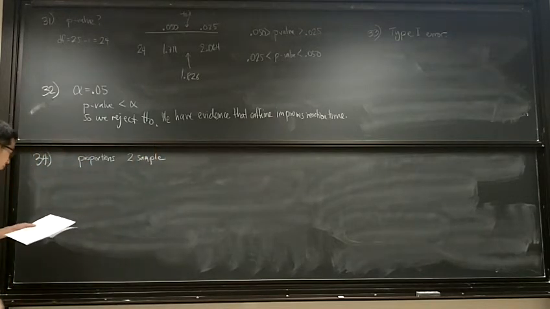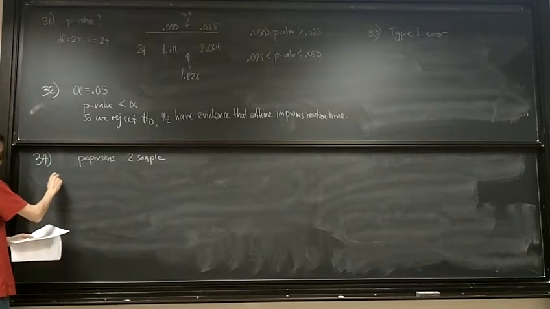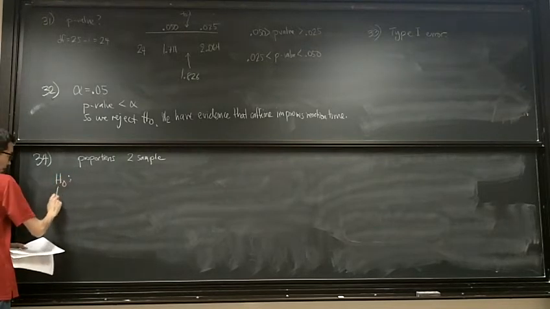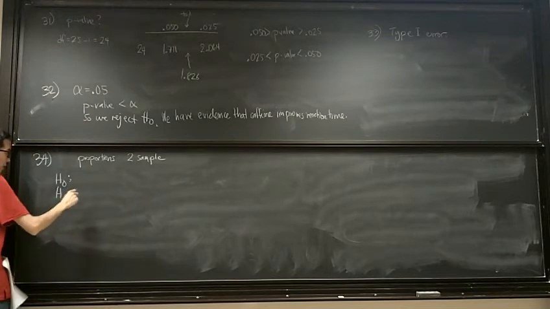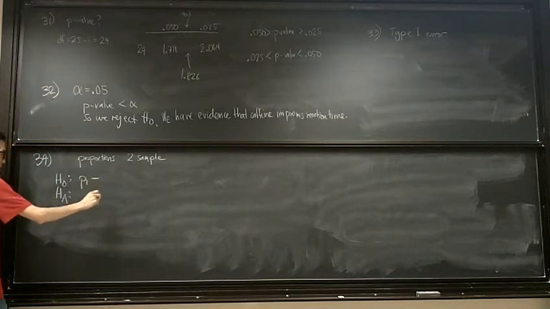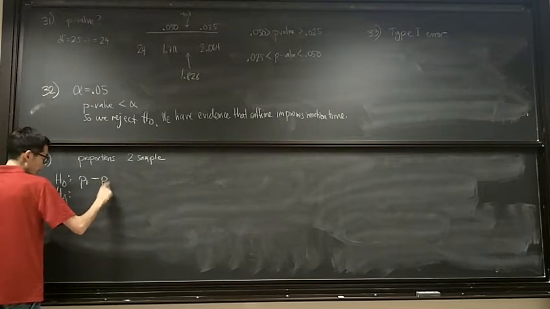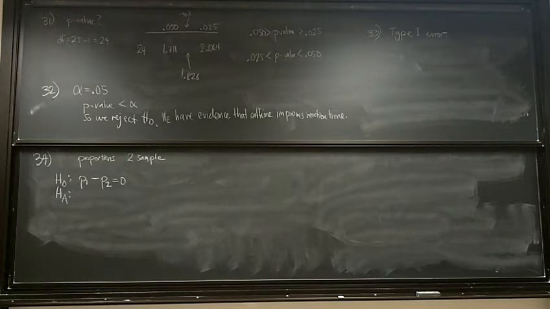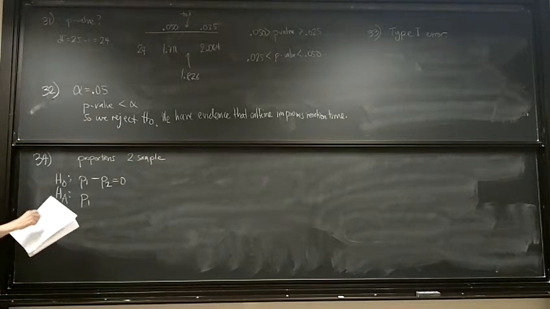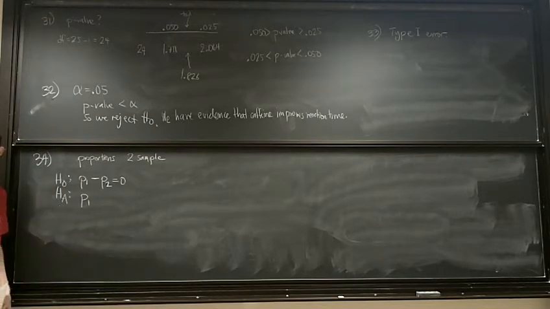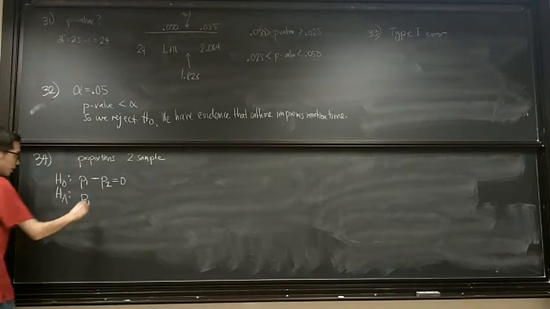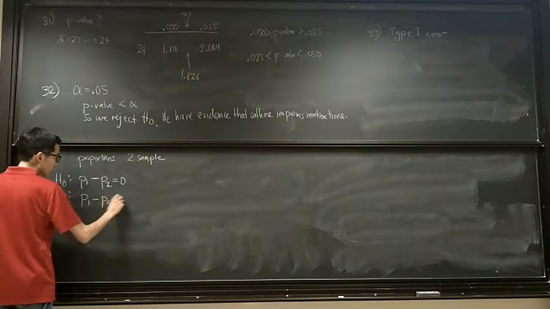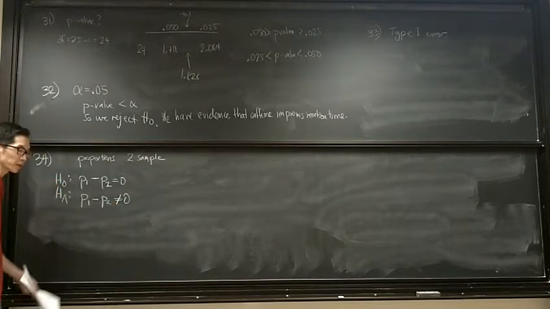For this hypothesis test, what are the hypotheses? Anytime you're dealing with two proportion hypothesis tests, it's P1 minus P2 equals 0, or P1 equals P2. And what is the alternative? Not equal to, right? It says different proportion of minorities. We're not suspecting that one is bigger or smaller than the other. So we have P1 minus P2 not equal to 0.